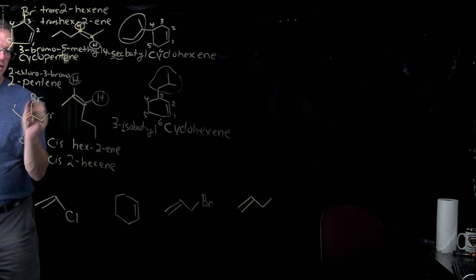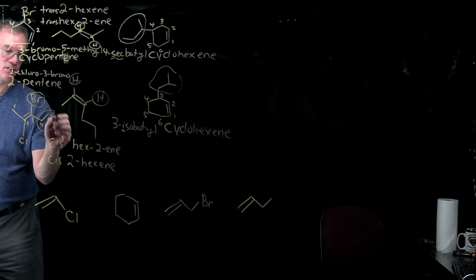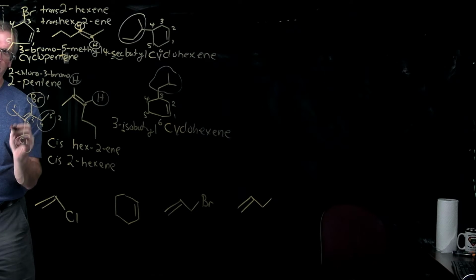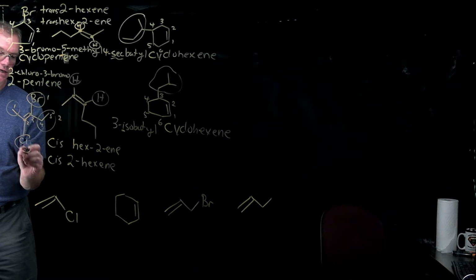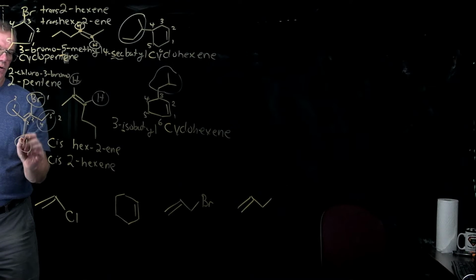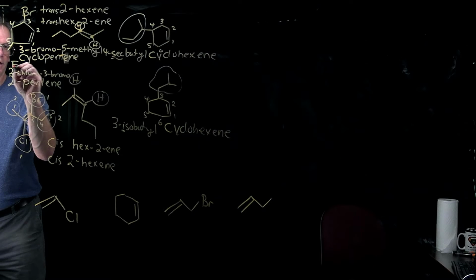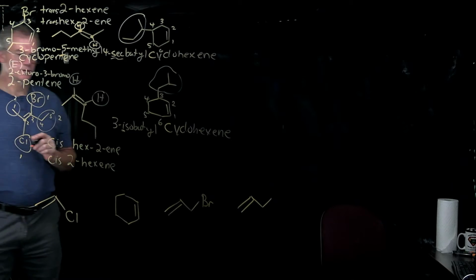And then lastly, prioritizing those 2 groups on this carbon by molecular weight, and then prioritizing those 2 groups on this ene carbon by molecular weight shows that the highest priority groups are in opposite directions, and that is the E stereoisomer.